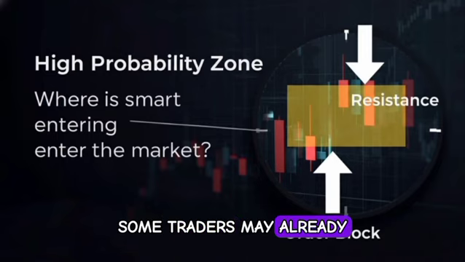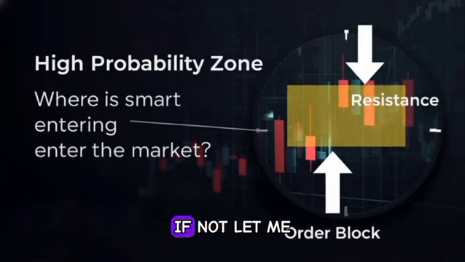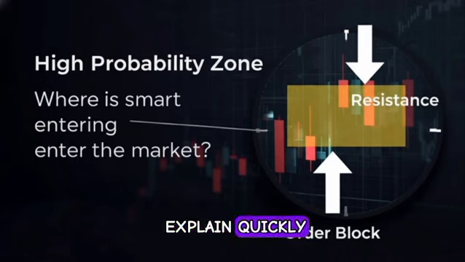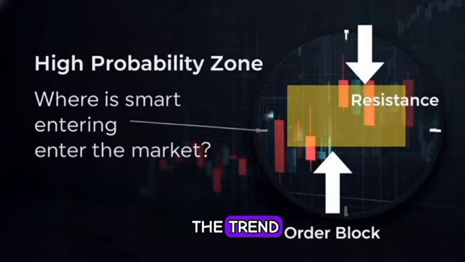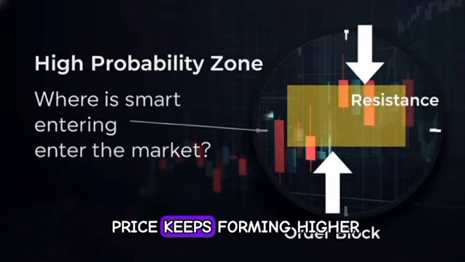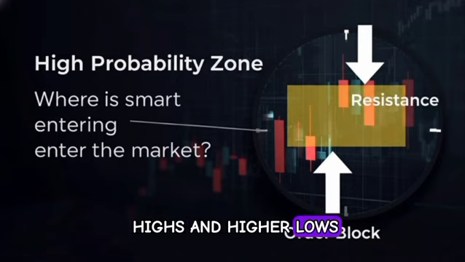Some traders may already understand these terms. If not, let me explain quickly. Every market moves within a structure as long as a trend holds. The market forms highs and lows according to the trend. In an uptrend, price keeps forming higher highs and higher lows.